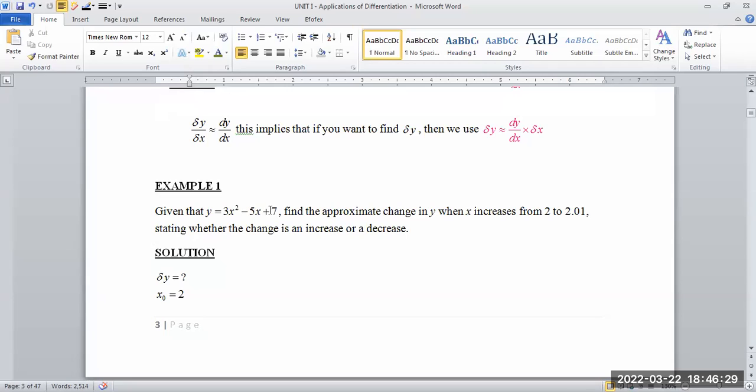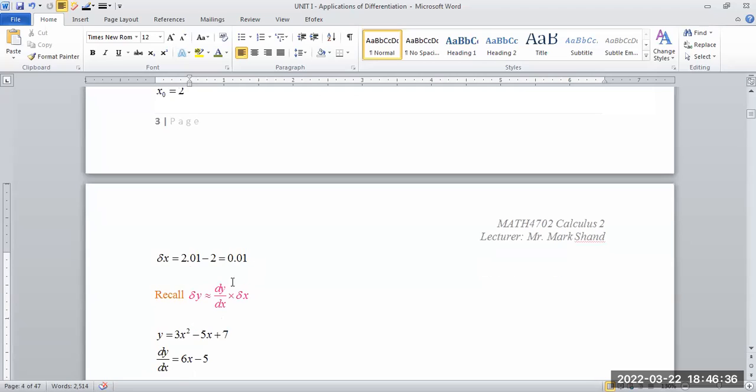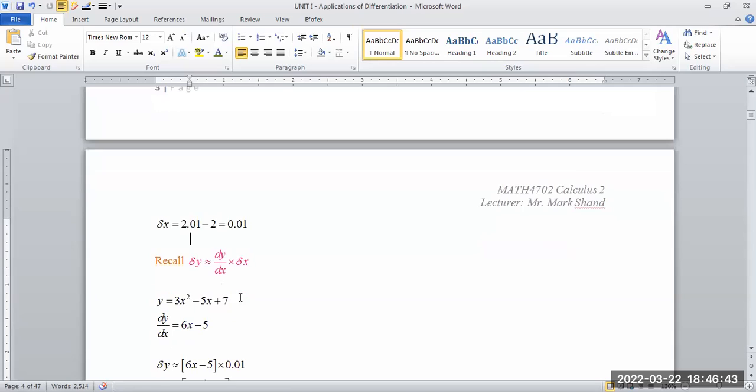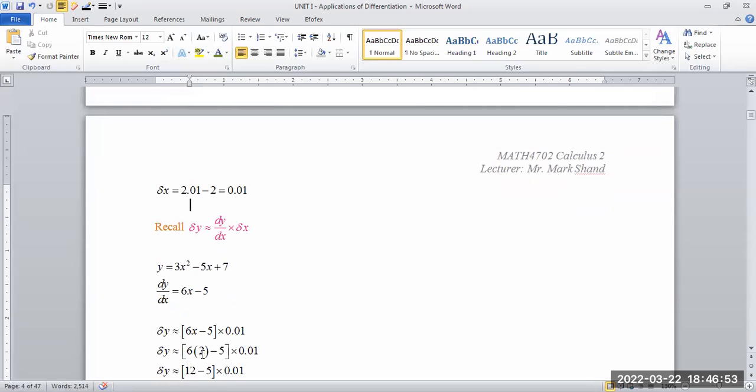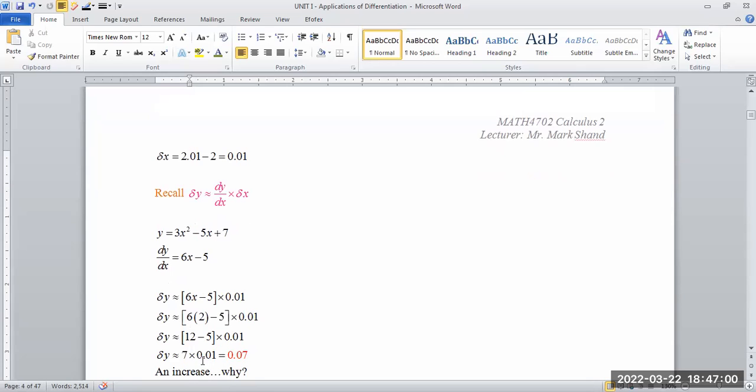Differentiate this quickly and I want to get 6x minus 5. So it's this 6x minus 5 that is going to be multiplied by my squiggly x, which is a change, which is 0.01. Watch this now. I'm substituting my initial value. So 6 times 2 is 12, minus 5 is 7, times 0.01, 0.07. So it's going to be an increase.